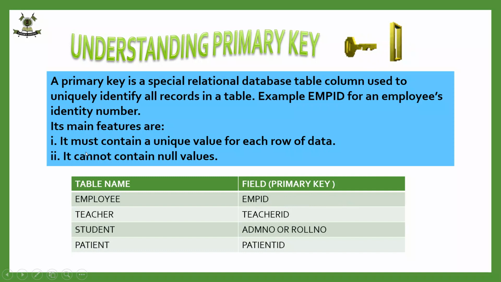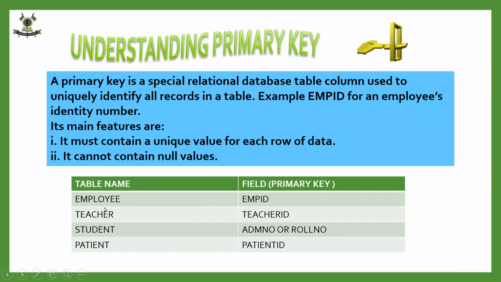Now the second feature of primary keys is that it cannot contain any null value. Null value means you cannot leave that particular field blank. For example, there cannot be any employee whose ID is not there. Correct?